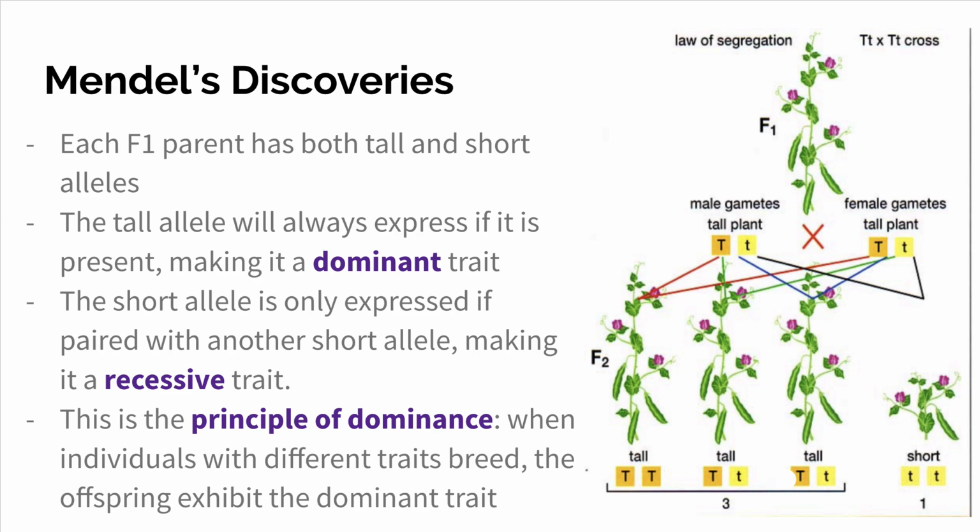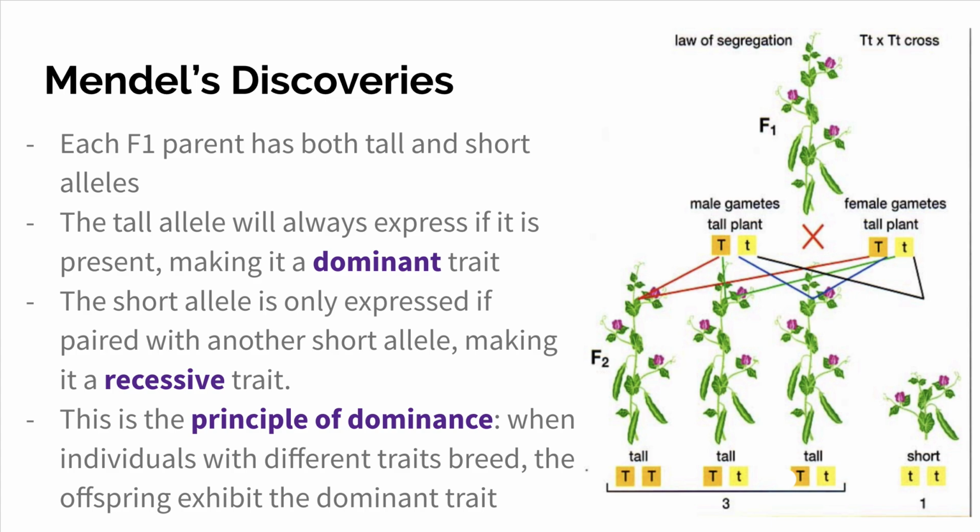Mendel also came to realize that the F1 generation had to have both the tall and the short alleles. They got 1 allele from each parent. The reason that the tall allele was the only one expressing, though, was because it's what we call a dominant trait. It will show up no matter what you pair it with. It will dominate other traits. The short allele, on the other hand, could only be expressed if it was paired with another short allele. So we call that a recessive trait. The recessive traits only show up if you match them up with the same type of trait. They are recessive to the dominant. We call this the principle of dominance.